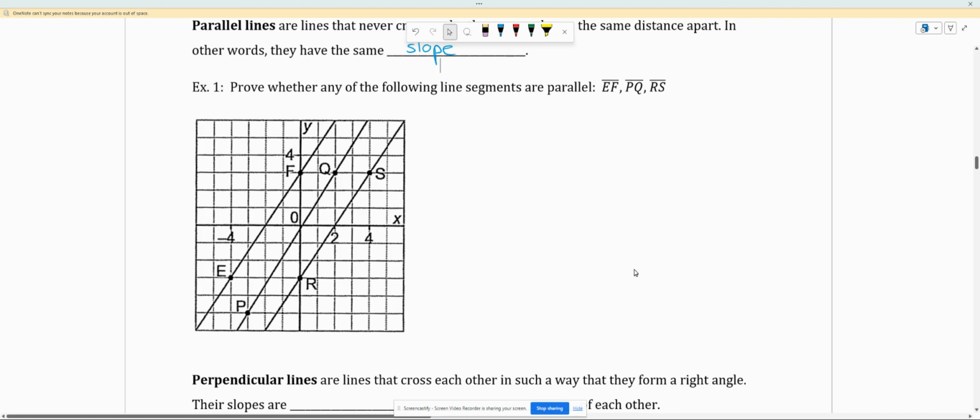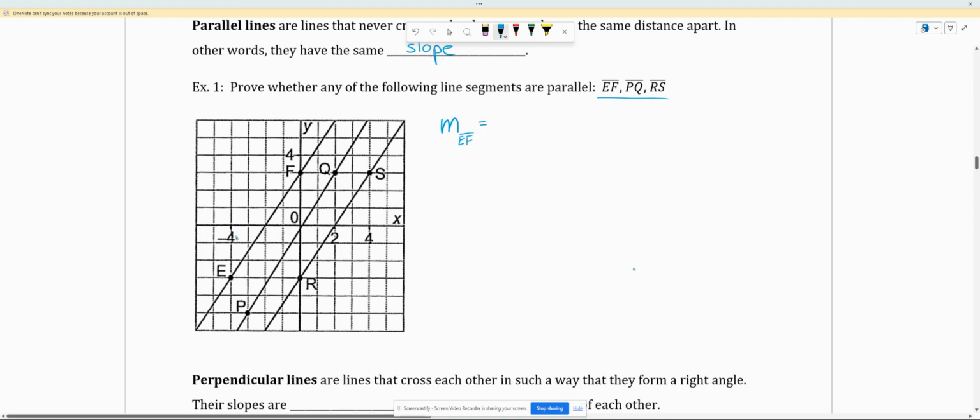So we're going to prove whether any of the following line segments are parallel. We're just going to be comparing their rise over run. This will be a bit of a review from last day. First, let's find the m of line EF. We're going to look at these three lines here. So we're going to call that m of EF.